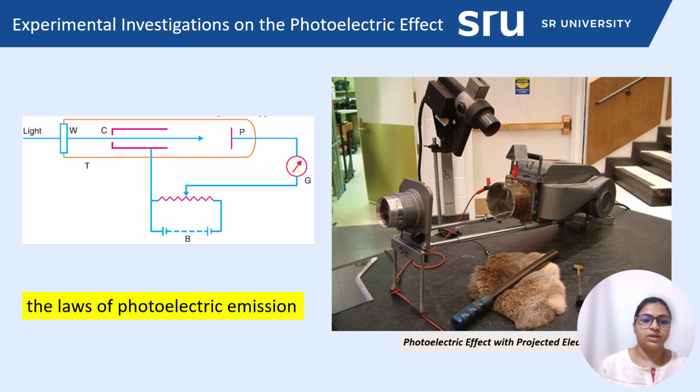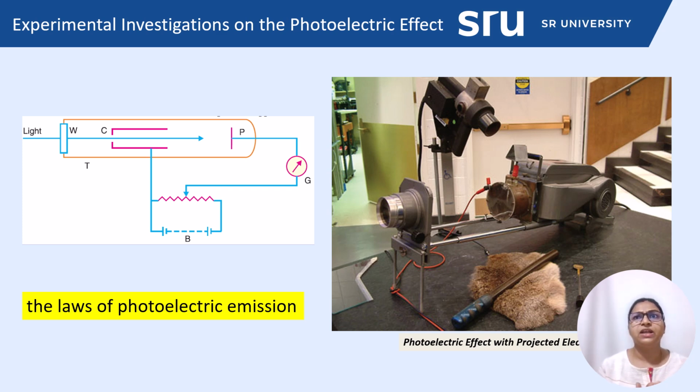glass tube. Suppose this orange one is the evacuated tube T. Here we have one window from where the light can pass, and this is the cathode plate P, and this is another plate. C is a hollow cylinder, and it has a small hole from where light can pass towards the tube. And here a battery is connected, and this is the galvanometer G.